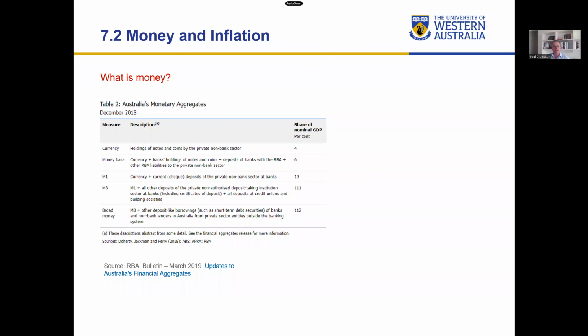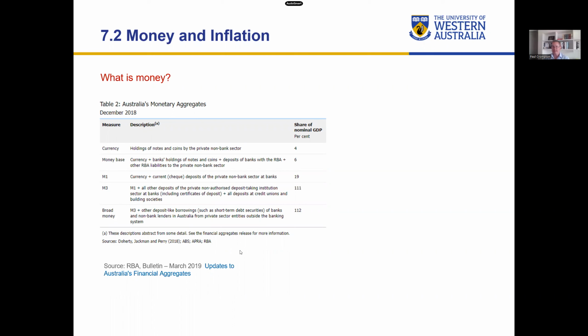So section 7.2 of the course, money and inflation. In this recording, we're looking at the relationship between the money supply and the inflation rate. We're going to come to an understanding of how increases in the money supply can potentially lead to increases in the inflation rate. What I've got here is a table from a Reserve Bank publication.